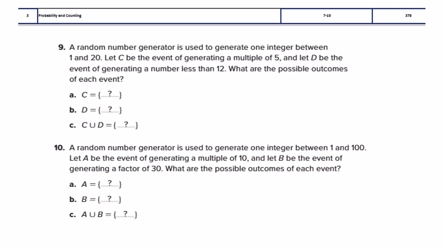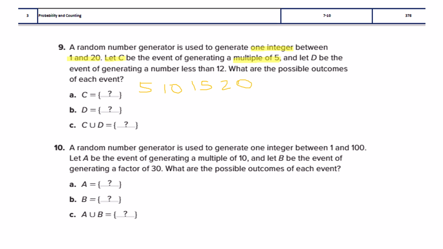Moving on to example 9. Example 9 is very simple. It requires a little bit of reading. All it's saying to you is a random number generator is used to generate one integer between 1 and 20. So event C, let C be the event of generating a multiple of 5. Remember, you're only working from 1 to 20, and therefore you only need the numbers from 1 to 20. So what are the multiples of 5? 5, 10, 15, and 20.